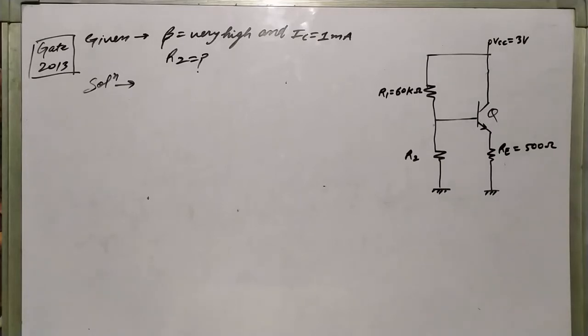Hello everyone, today we will discuss GATE 2013 question based on positive IC. In this question it is given that beta is very high and IC equal to 1 milliampere, and we have to calculate R2. Okay, so this circuit is a self-biased circuit.